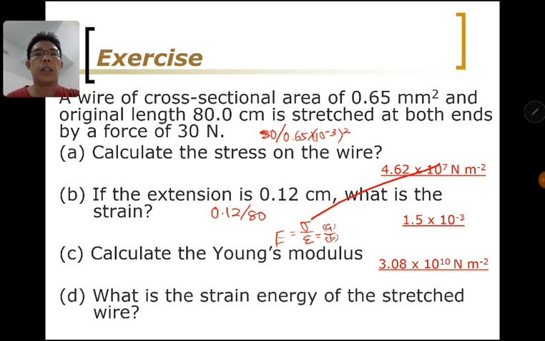Last one. What is the strain energy of the stretched wire? Of course, we assume that it is within the elastic limit, within the proportionality limit, so that it is a straight line. So we have half F times x, which is half times 30 Newton, and the extension is 0.12 times 10 to the power of -2, changing to meter. Then you should have the answer.